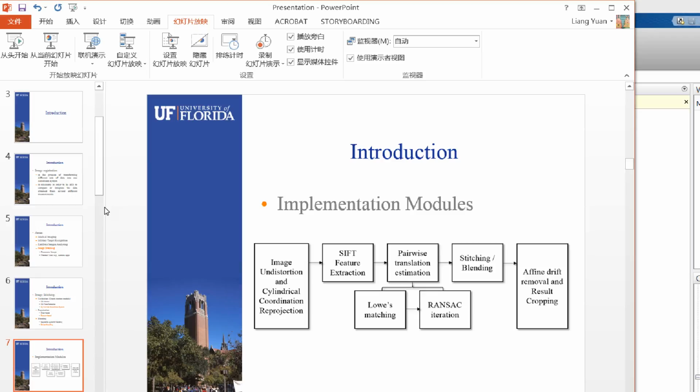And the third module is pairwise translation estimation. These two modules belong to the registration step. And the pairwise translation estimation also can be divided into the loss matching and RANSAC iteration. And next we enter into the stitching and blending module, which obviously belongs to the third blending step. And at last we add another optimization module called affine drift removal and result cropping.